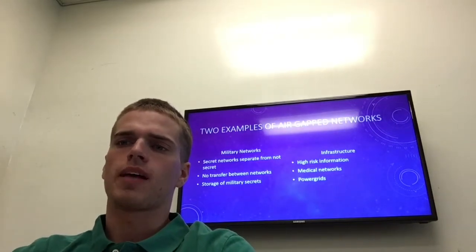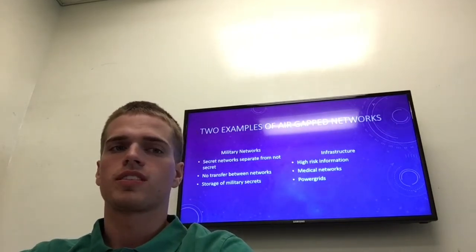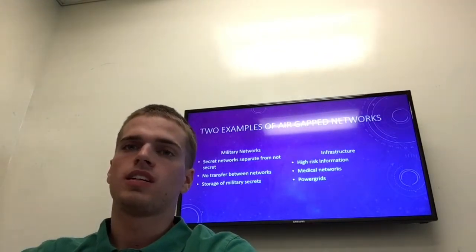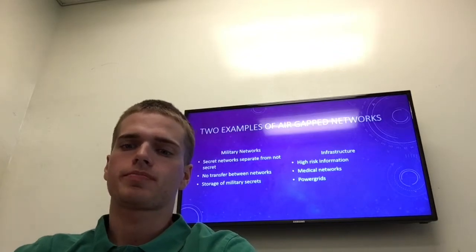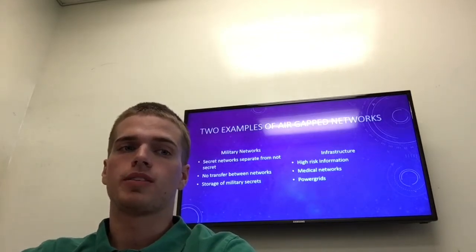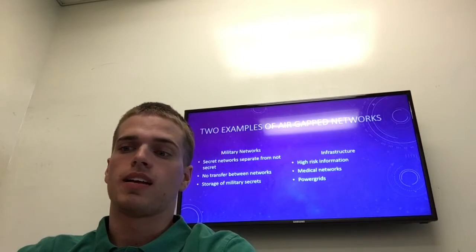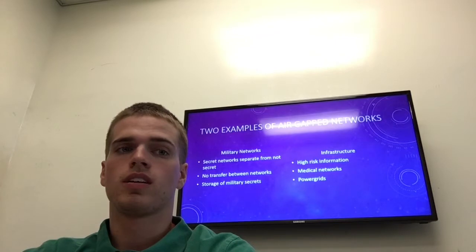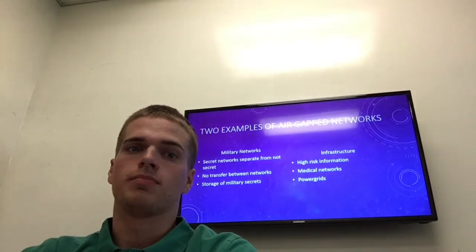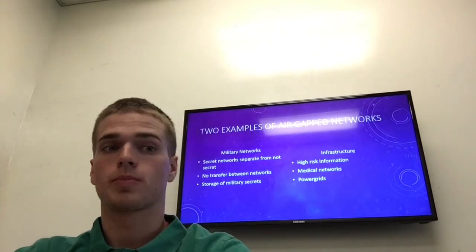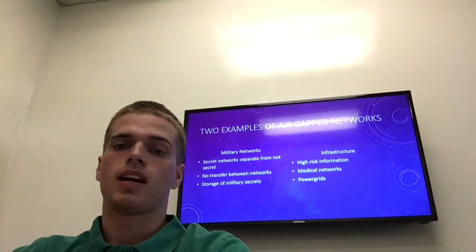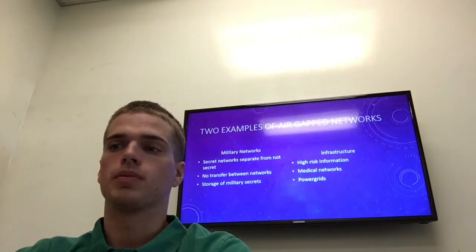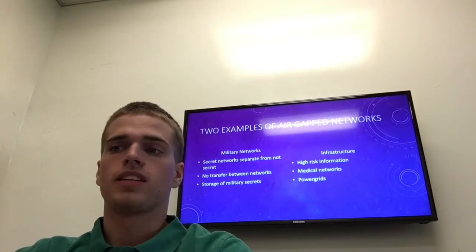Another form of air gap network would be any kind of infrastructure on a network. This could be any kind of high-risk information, medical information, power grid information. If somebody was able to get onto a network that controlled, say, a power plant, for instance, they might be able to harm that and cause a loss of power, and as a byproduct of that, people could lose power in their homes, hospitals could lose power, anything where power is critical could fail, including medical equipment, and it could even lead to people dying.